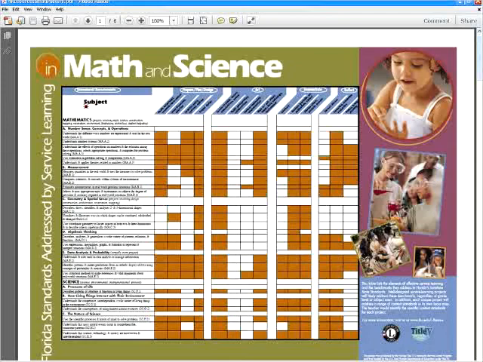How many of you are familiar with the service learning cycle? Raise your hand or click the green check mark if you're familiar with it.